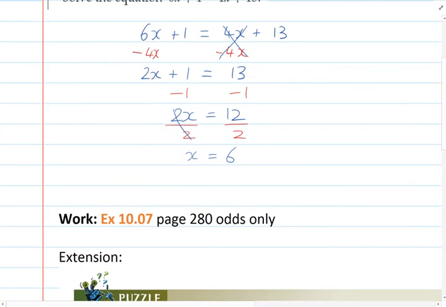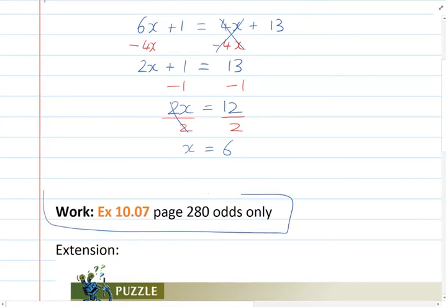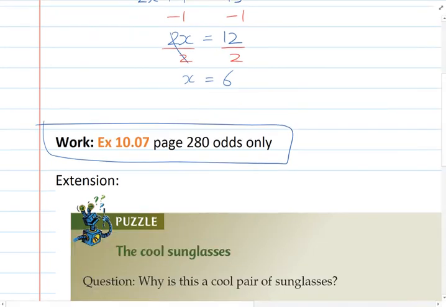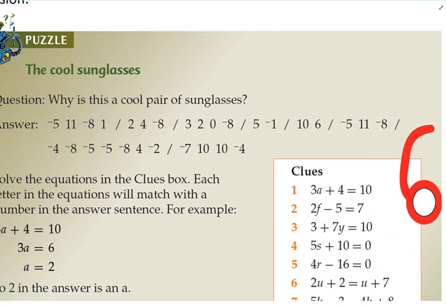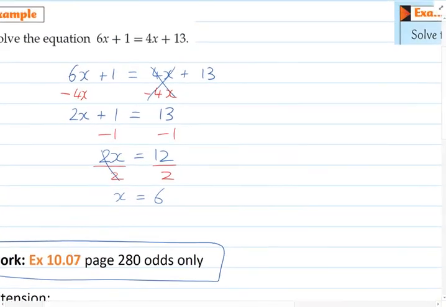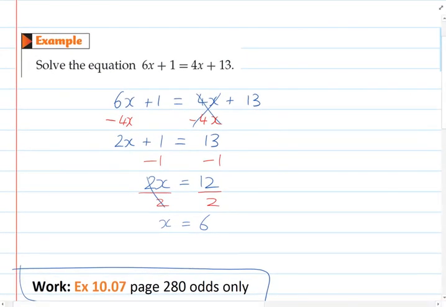Okay, so the work that I'd like you to do is 10.07, odds only, or like I've said to you in class, just manage the amount of work you need to do yourself. And there is an extension puzzle on this page if you look it up in OneNote, but just make sure you follow that style of working.